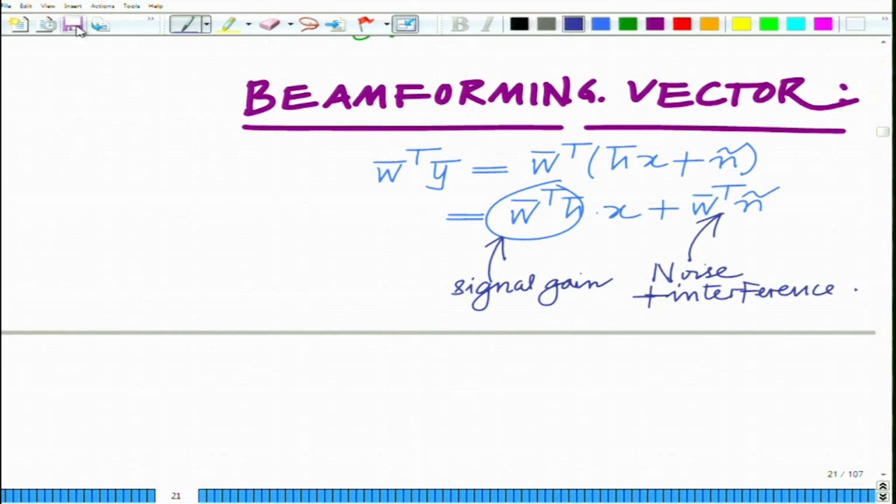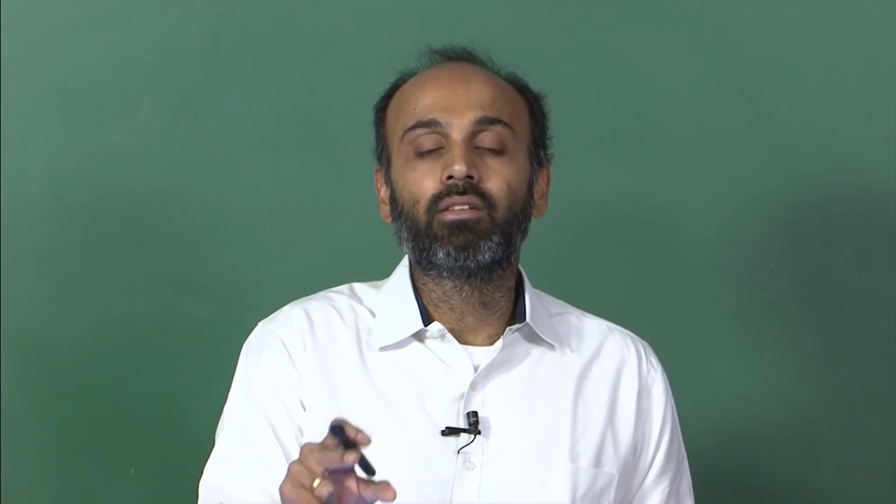Okay, so this is the noise plus interference. Now, what we want to do is minimize the effect of this noise plus interference at the output, so we have to calculate its power, while setting the gain in the direction of the signal. Now, this is something that you have to pay attention to, the reason being as follows.